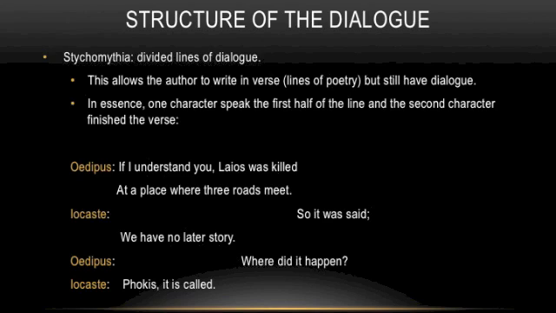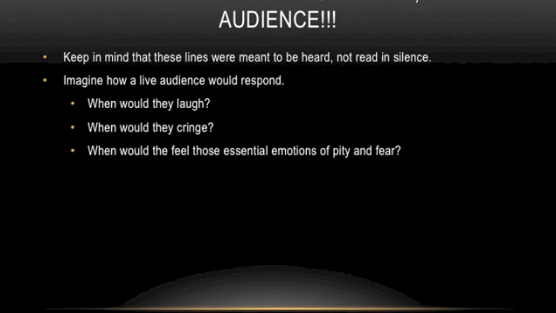The dialogue is structured by what's called stichomythia. It's divided lines of dialogue. Basically, this lets the author write in verse like a poem, but to divide the lines between two speakers. So actually, without even reading the lines between Oedipus and Jocasta below, you can see visually how the lines get split up between two speakers, and that's just the way the dialogue runs in these kinds of plays.